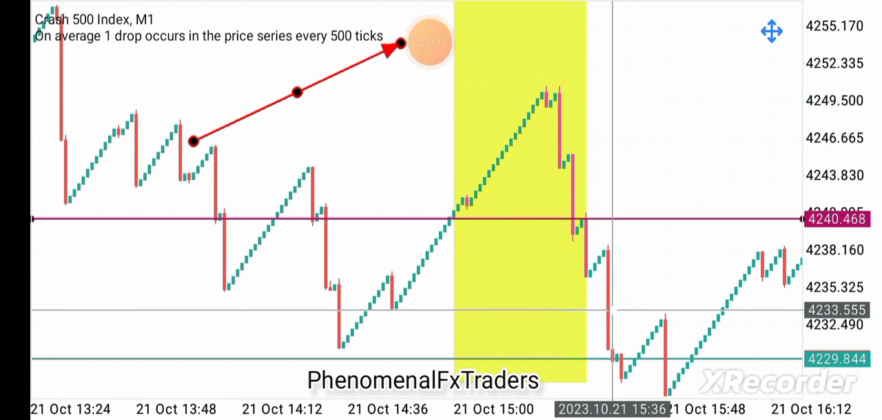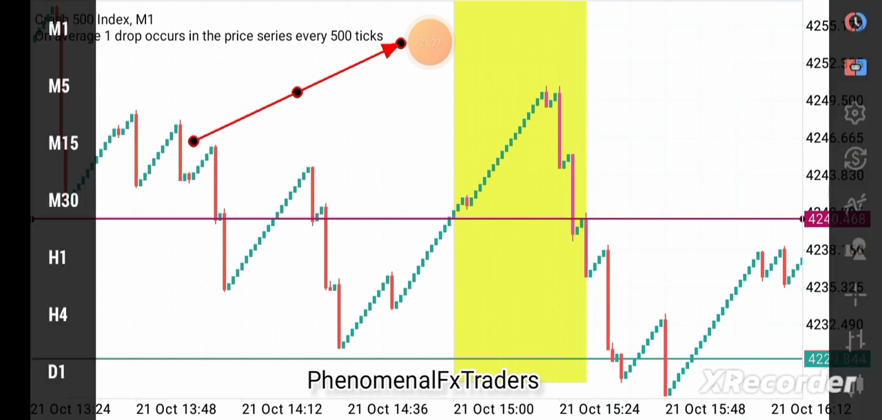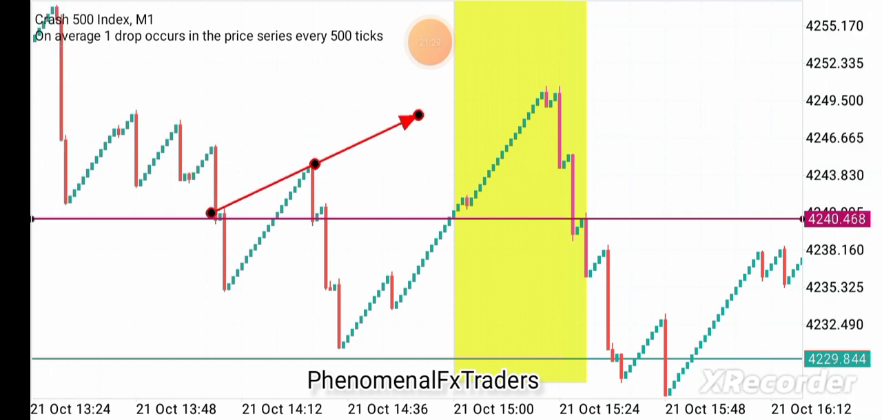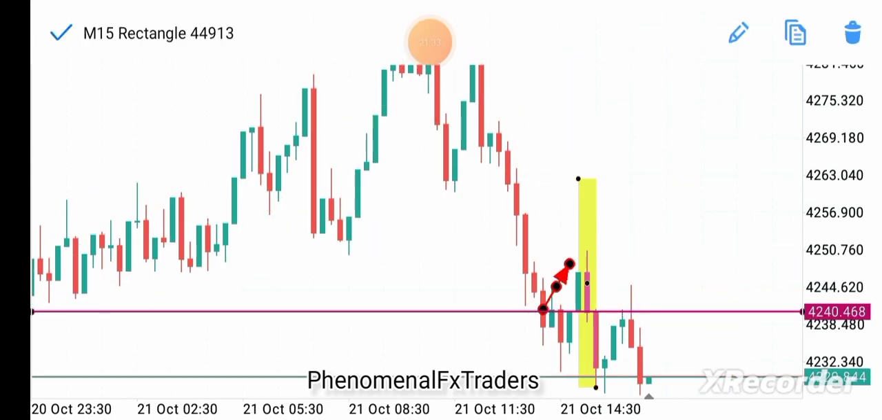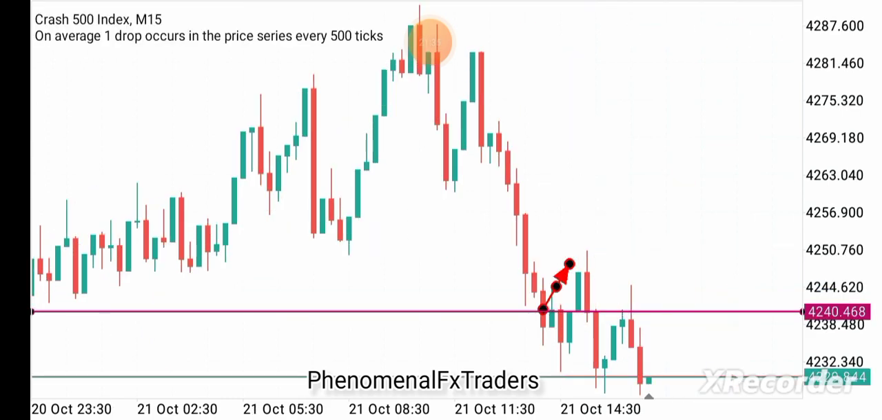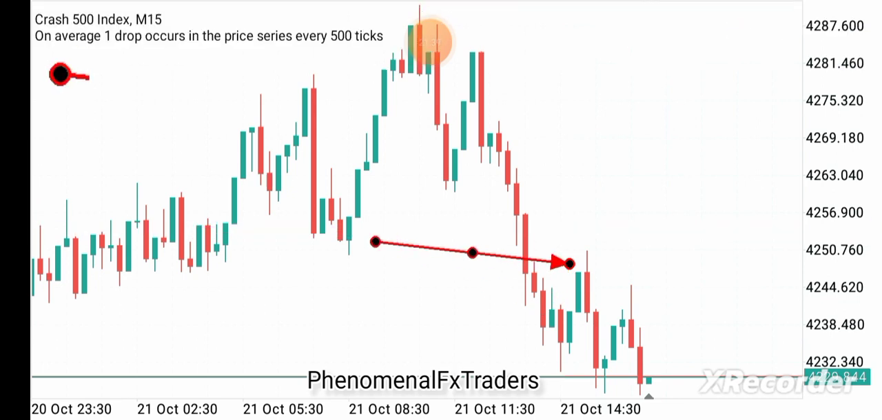I've taken so much time, but the idea is very simple. Try to apply it on your demo account, and you'll see you'll be in good profit, guys. What is the idea? First of all, you go to the 15 minute time frame and look for an engulfing candlestick pattern. If you are on Boom, you look for a bullish engulfing candlestick pattern. If you are on Crash, you look for a bearish engulfing candlestick pattern.